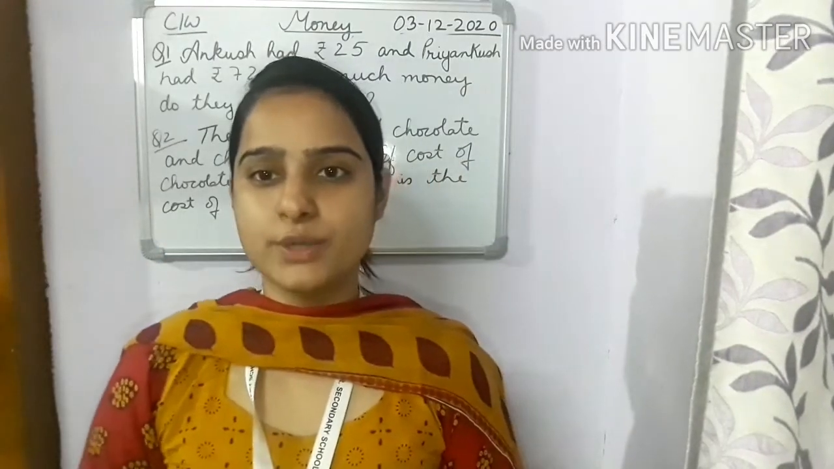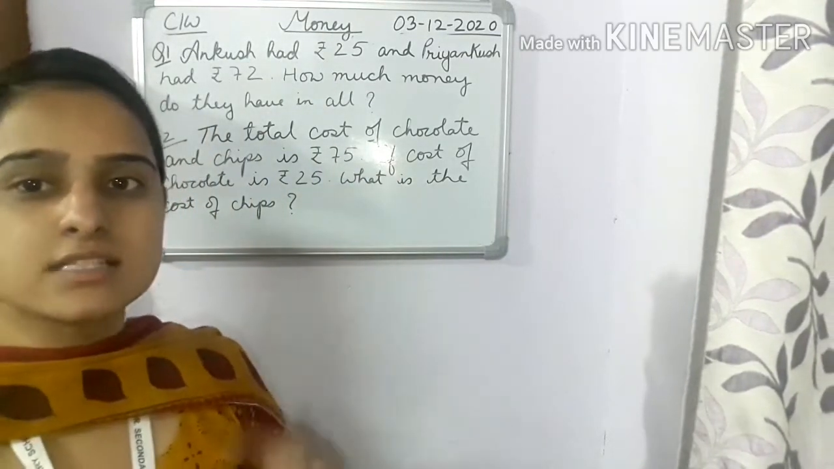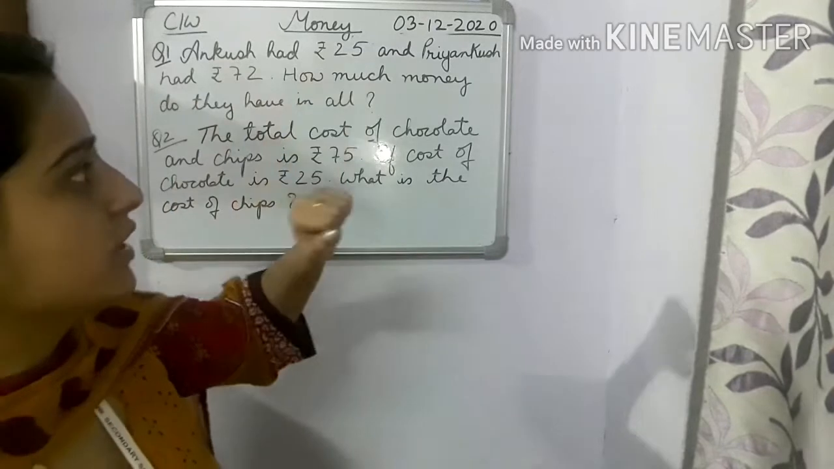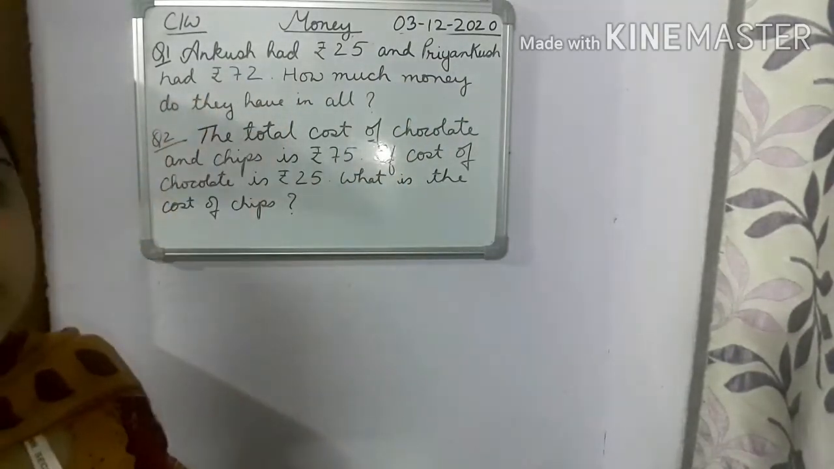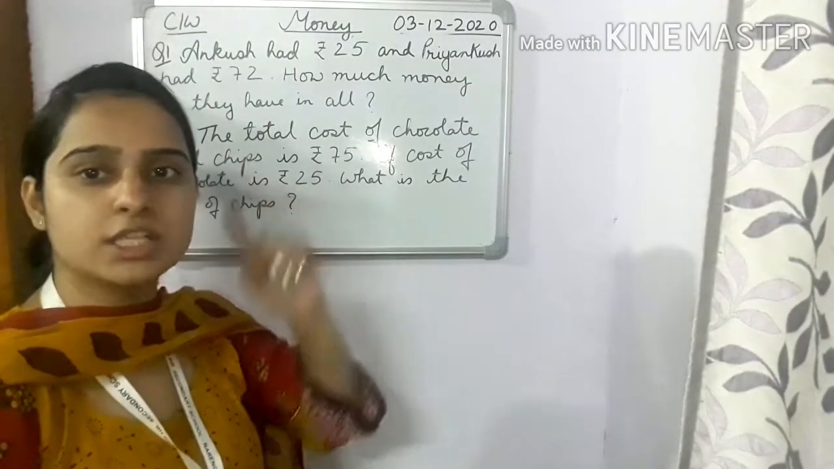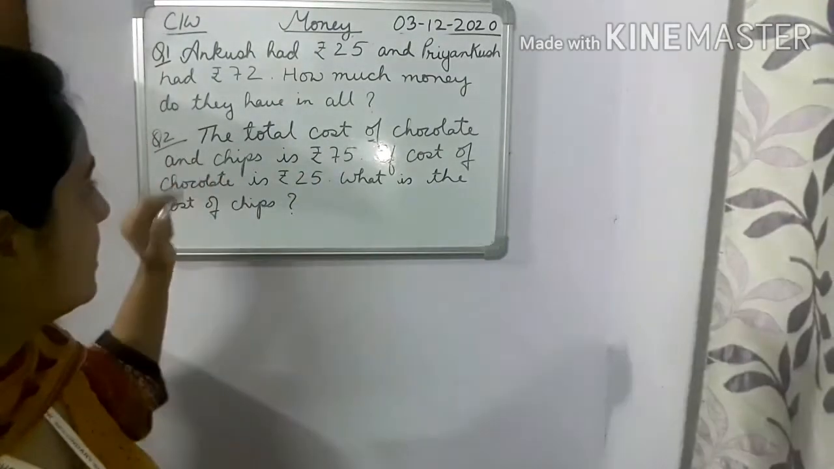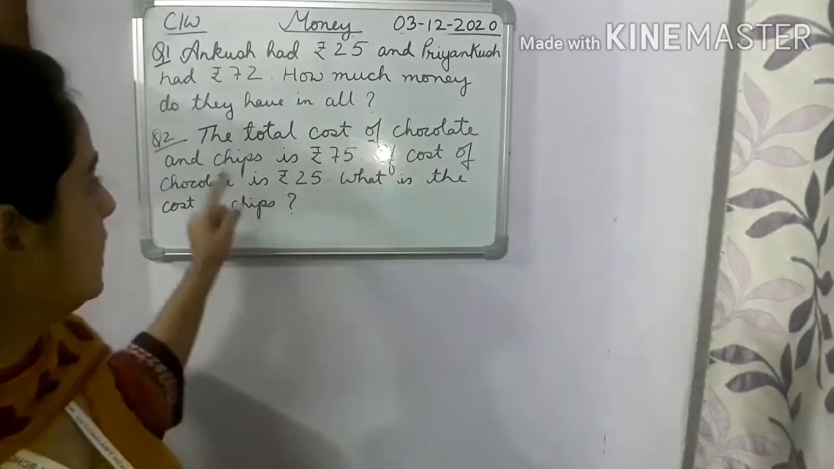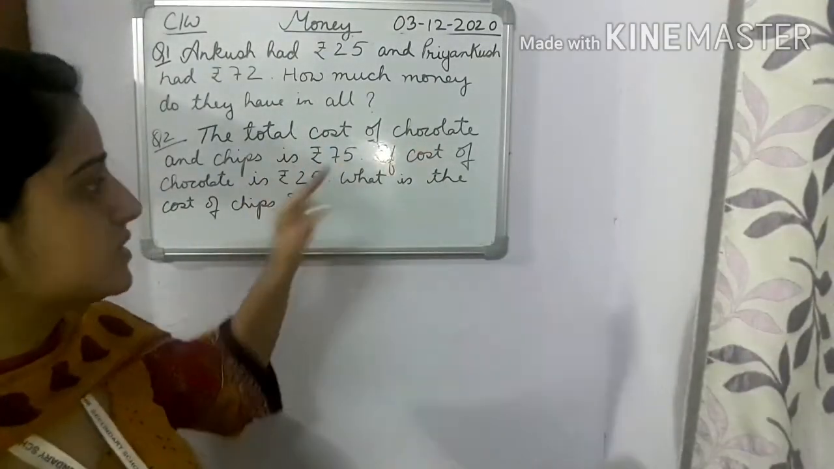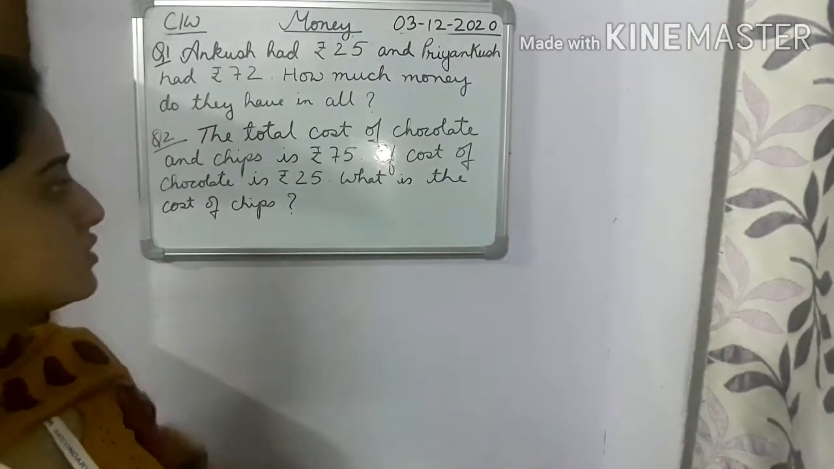Before concluding the class, these are the 2 questions which you try at home and find the answers. Answers to these questions we'll discuss in our next class. The first question is: Ankush had rupees 25 and Priyankush had rupees 72. How much money do they have in all? What calculation will you apply here? Analyze the question and apply. Next, number 2. The total cost of chocolate and chips is rupees 75. If the cost of chocolate is 25, what is the cost of chips?